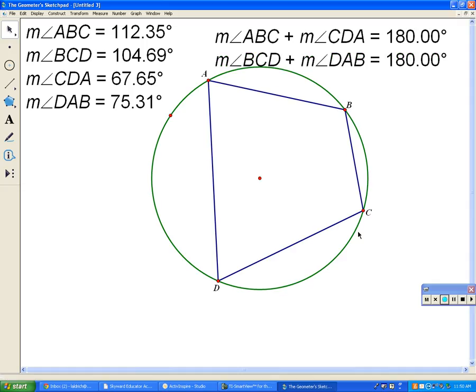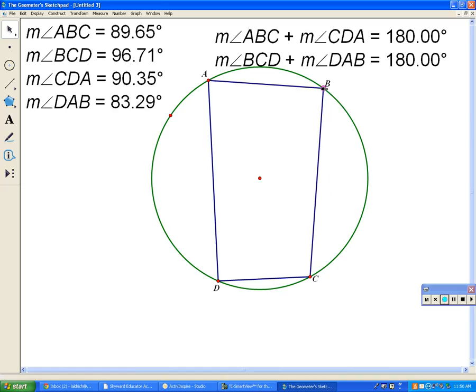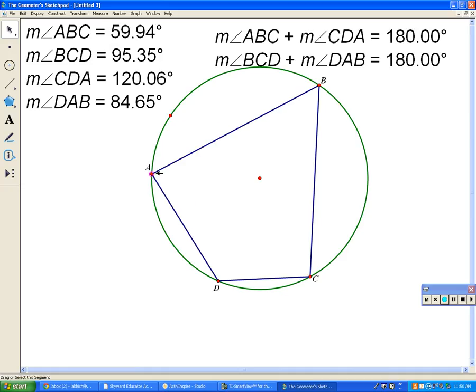And again, this is one of those things where I can move the vertices of the quadrilateral around a little bit and change the measures of the individual angles, but the sums will stay the same. Okay? Can anyone explain to me why that's going to be true? Okay, what about a circle makes that be true?